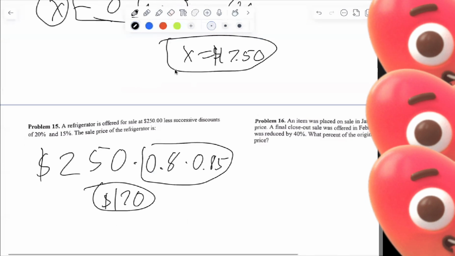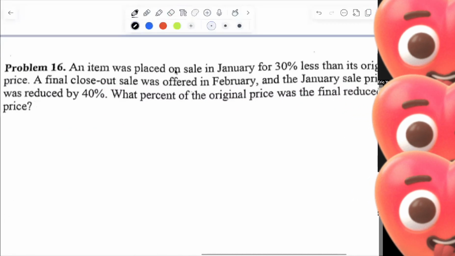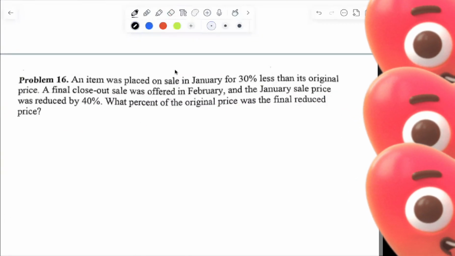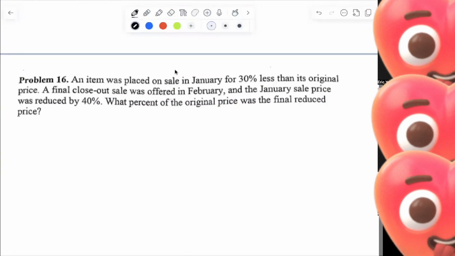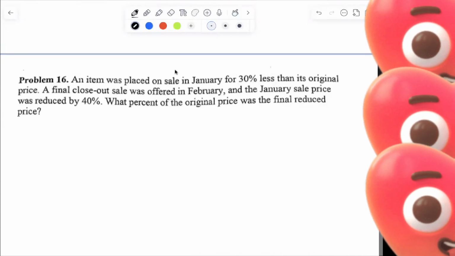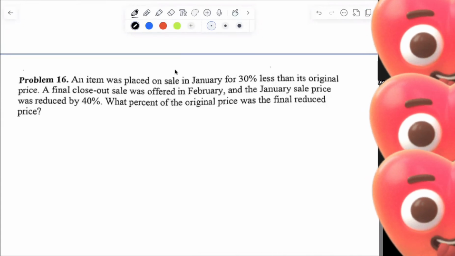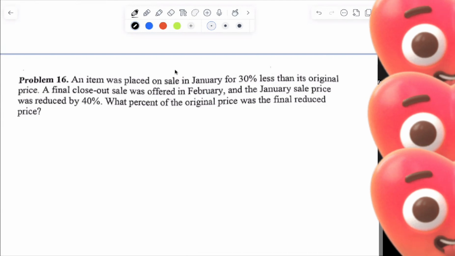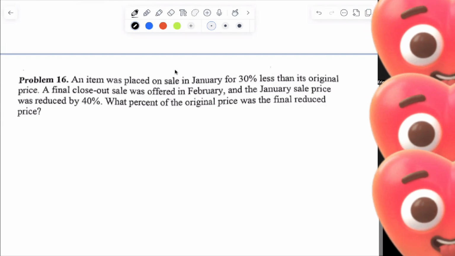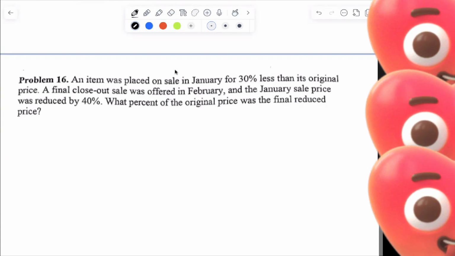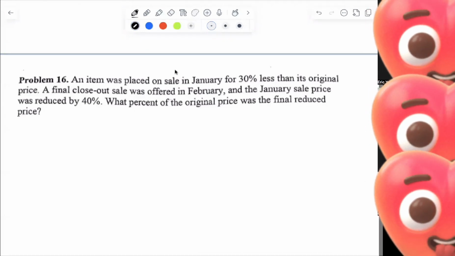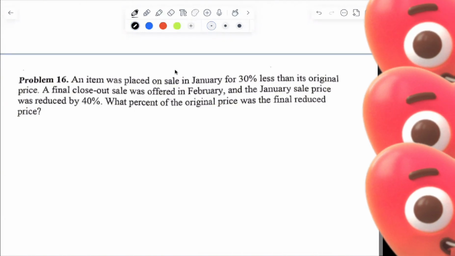Alright, problem 16. An item was placed on sale in January for 30% less than its original price. A final closeout sale was offered in February, and the January sale price was reduced by 40%. What percent of the original price was the final reduced price? I'll let you guys have a try at this question and tell me your answers in chat.